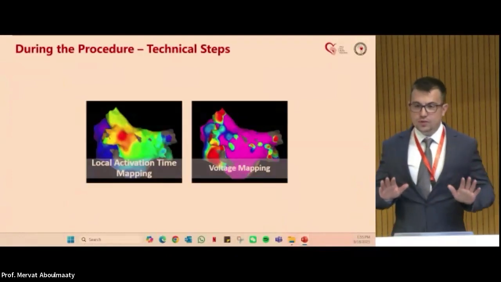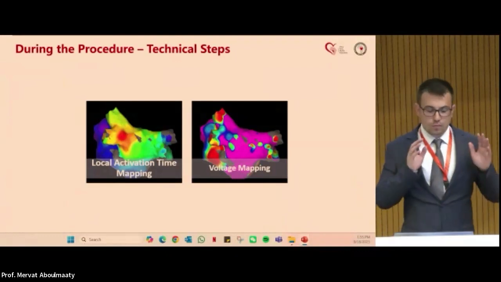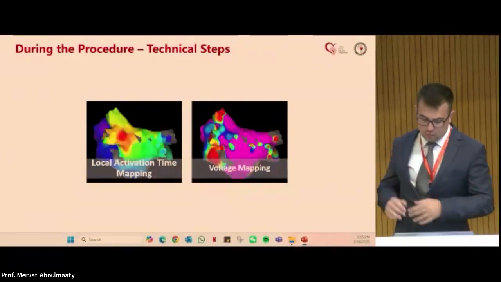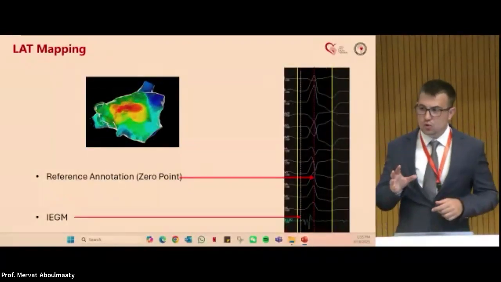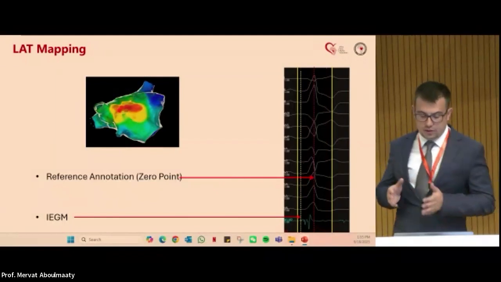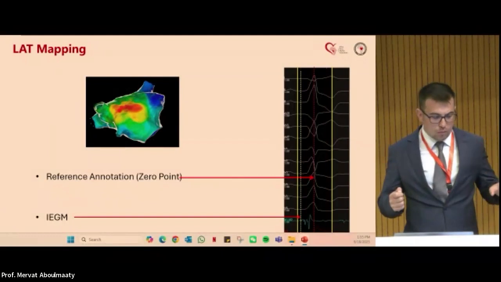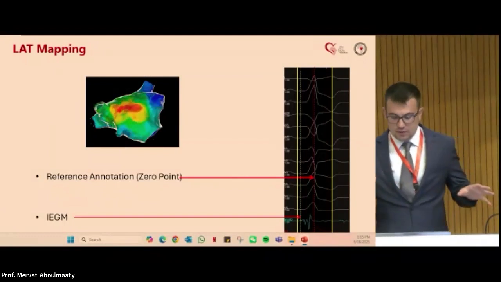So what are the technical steps? We have two different types of methods. One of them we call LAT, local activation time. Another one is voltage mapping. For local activation time mapping, we choose one reference signal. It can be surface ECG or an intracardiac channel. And the system compares the signal from our ablation catheter or mapping catheter to the reference channel.